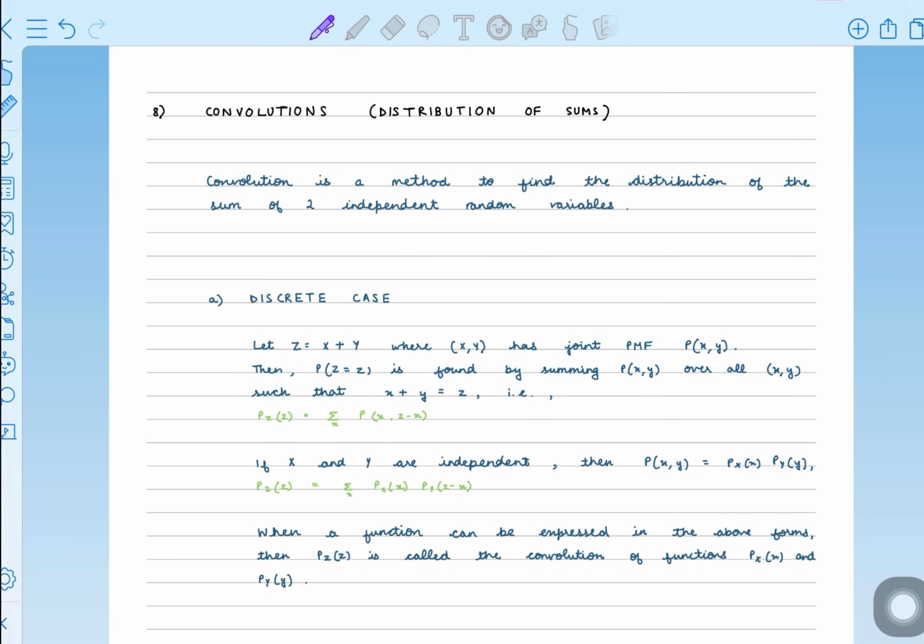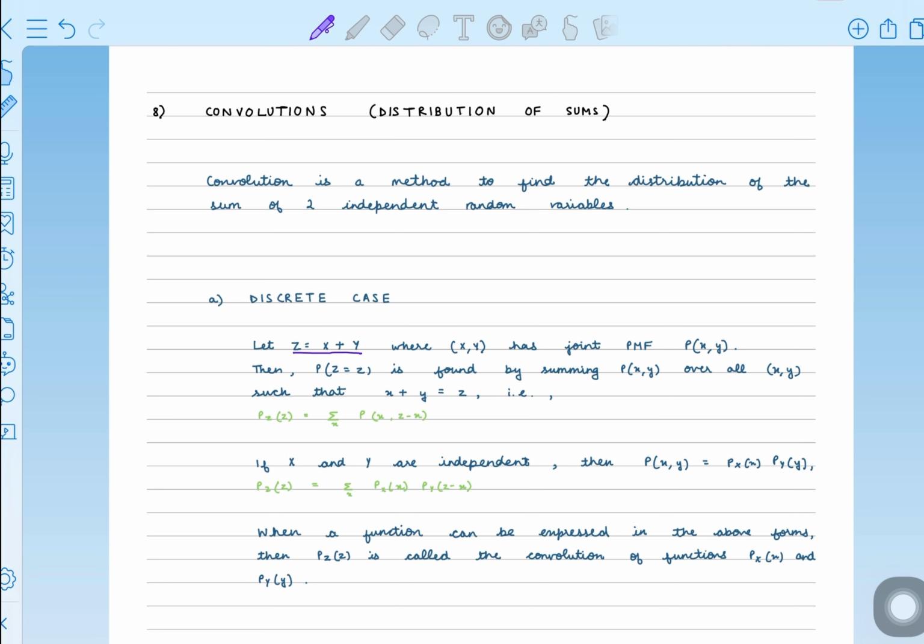Next, let's talk about convolutions. Convolution is used whenever we want to find the probability distribution of the sum of two random variables. Suppose we have two random variables x and y. Then we define a new random variable z as z is equal to x plus y. Now our goal is to find the distribution of z. The method used to obtain the distribution of the sum is called convolution.